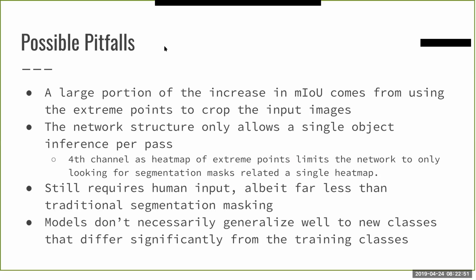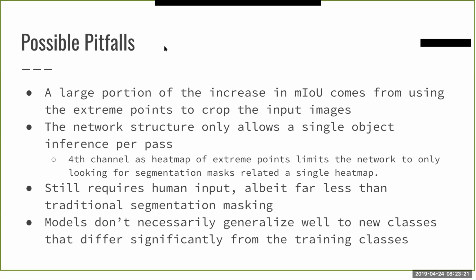This network structure really only allows for a single object per pass. So if you want a user to annotate, let's say, 5 different objects, you have to get the 4 extreme points for one object, put that through the network, then get 4 new extreme points for another object, put that through the network, and then 4 more.